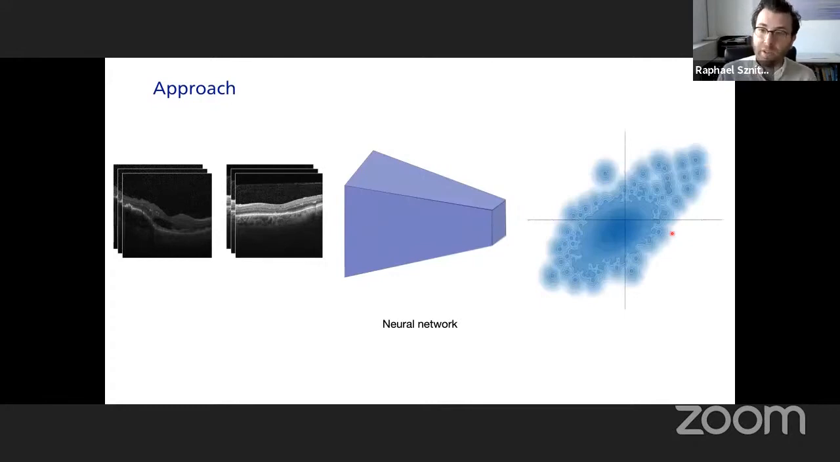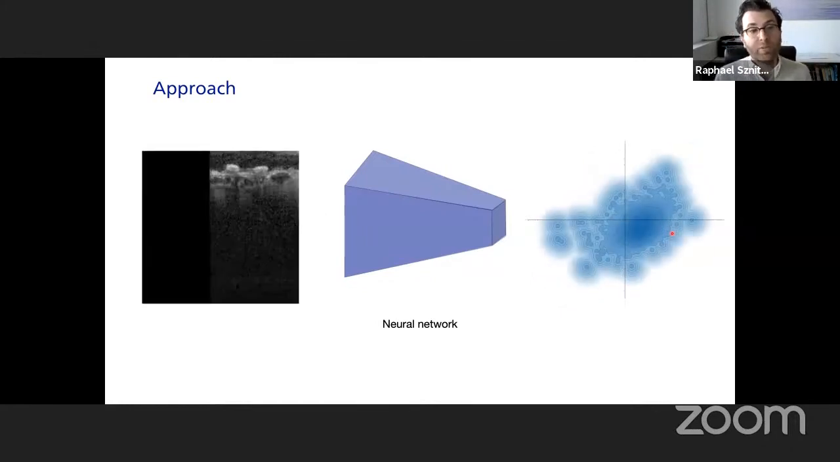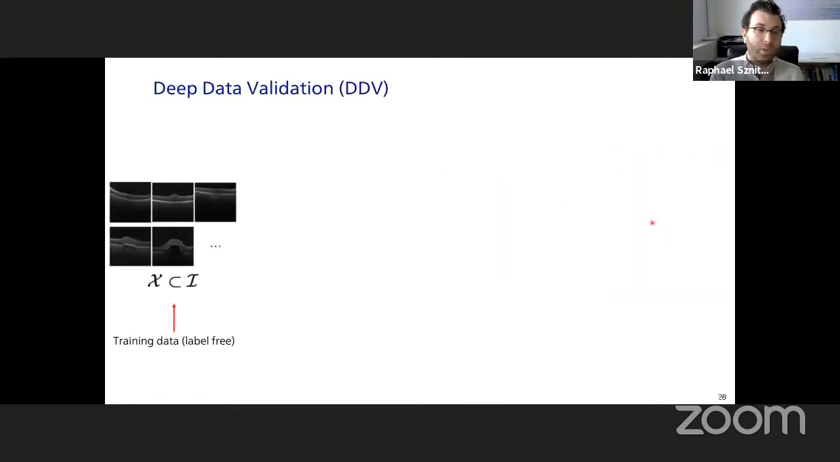And the question that we thought was, can we figure out a way to change the shape of this cloud in order to, whenever you present an image that's corrupted, when you push it forward into this space, that it falls outside of this massive cloud of points. So basically, doing outlier detection in this high dimensional space. So our approach was the following.